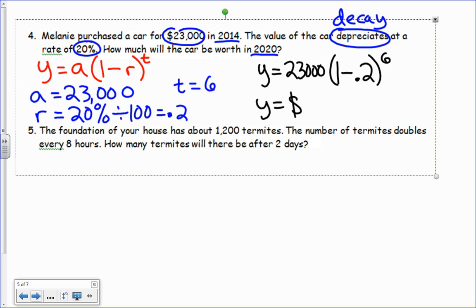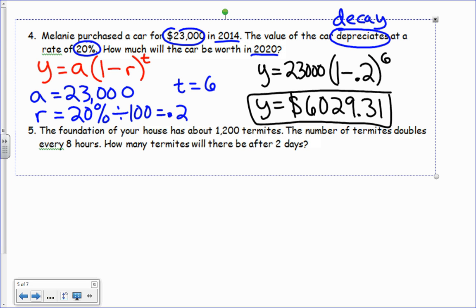So when you type it in, you get $6,029.31. And again, we wrote it like that because it is money. All right, moving on to number 5.